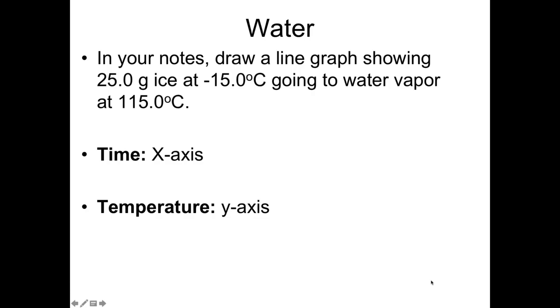Okay, so moving on to this example here, what I want you guys to do in your notes is to draw a line graph showing 25 grams of ice at -15 going to water vapor at 115. So how's that process going to look with time on the x-axis and temperature on the y-axis? So go ahead and pause the video, give that a shot, and then start again. You can see the details on the next slide.